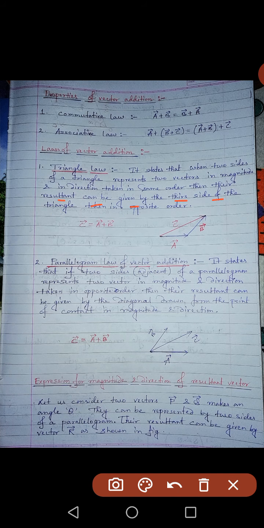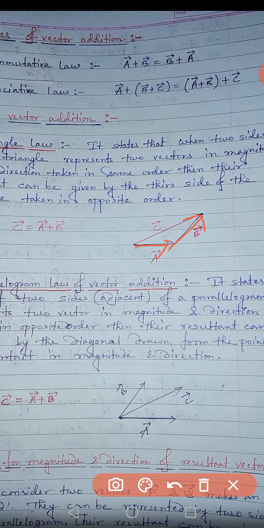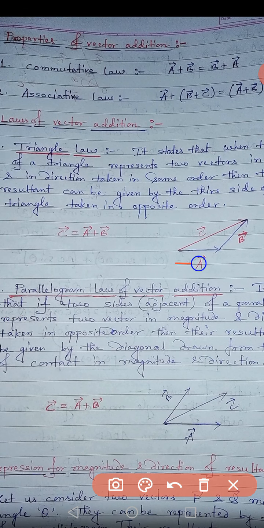That means here you can see this is vector A, this is vector B. These two vectors are given by the two sides of a triangle taken in order. Taken in order means if you see the order, A is like this, B is like this, it is going in which direction? Anti-clockwise. So it is in the same order. But if I say A is this side and B is this side, are they in order? No, A is going clockwise and B is going anti-clockwise. They are not in order. But in this particular diagram, they are in order.